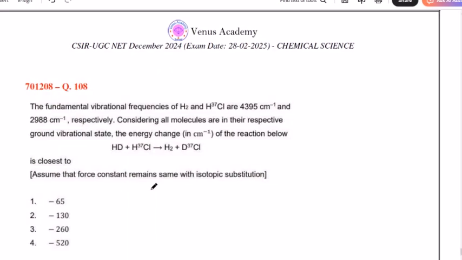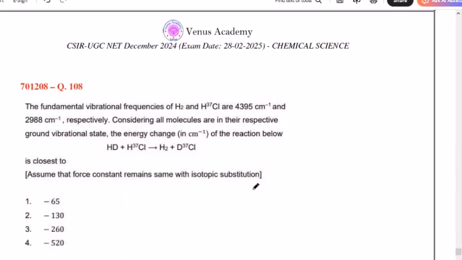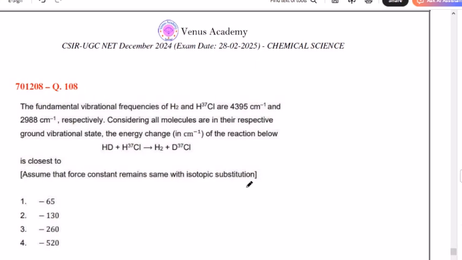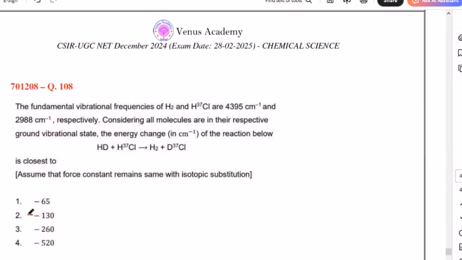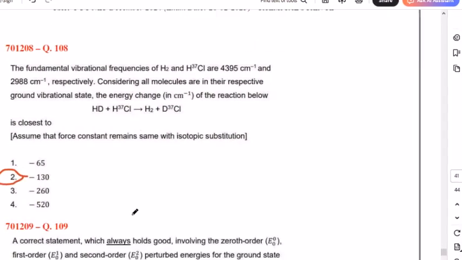Assume that force constant remains same with isotopic substitution, so it is going to be minus 130. The correct option is 2. Option 2 is correct option, friends.